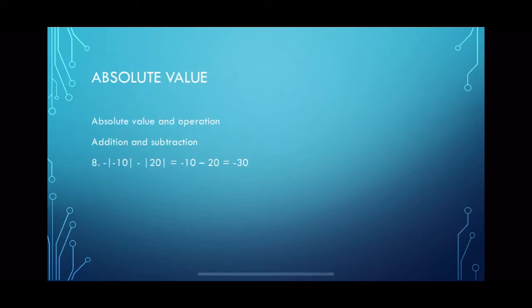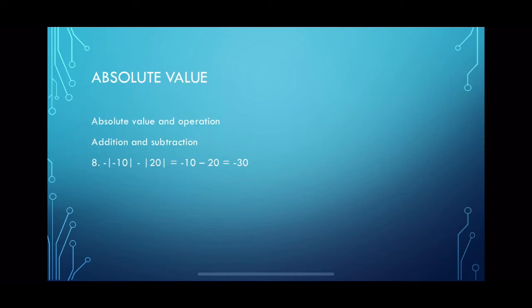Number 8, we have negative absolute value of negative 10 minus absolute value of 20 is equal to, so the absolute value of negative 10 is 10, but we have the negative sign outside the absolute value sign. So we have negative 10. So therefore, the absolute value of 20 is 20. Then minus sign. So therefore, we have negative 10 minus 20 is equal to negative 30.